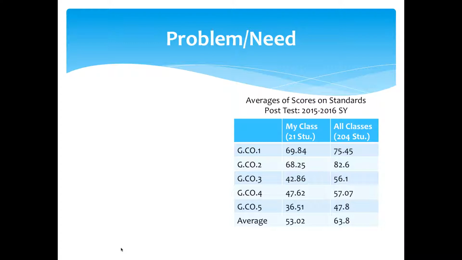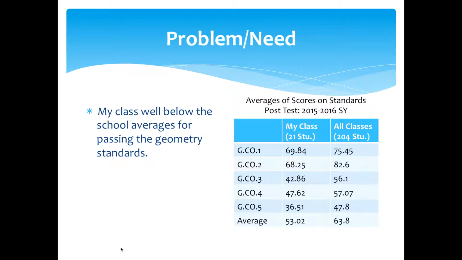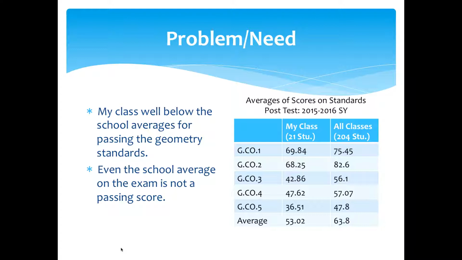Coordinate algebra benchmark data also shows a significant decrease in the number of students that pass the geometry curriculum standards as opposed to the algebra curriculum standards throughout the semester. My year-long class data is well below the school averages for passing the geometry standards. Even the school average, which consists of all classes, semester, year-long, and honors gifted, is not a passing score.